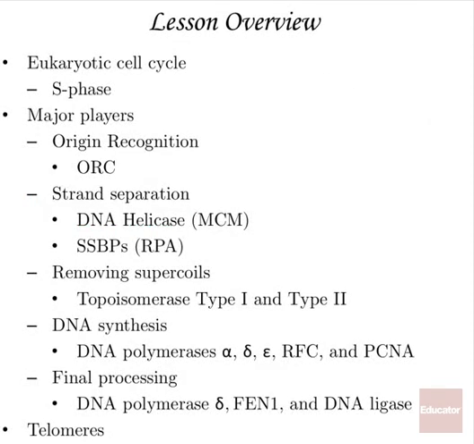As an overview, we're going to talk about the eukaryotic cell cycle once again, and we are going to focus on S phase because that's where DNA synthesis occurs. We'll talk about our major players, so that will be how we recognize the origins. We'll talk about how strand separation occurs, removing supercoils, as well as why we need to remove supercoils. We will then go over the big part of the actual DNA synthesis, and finally, we will go over the final processing, and then we will talk about telomeres and the end replication problem.